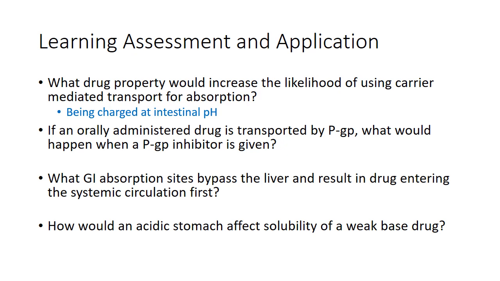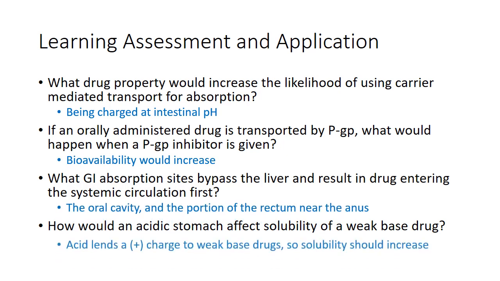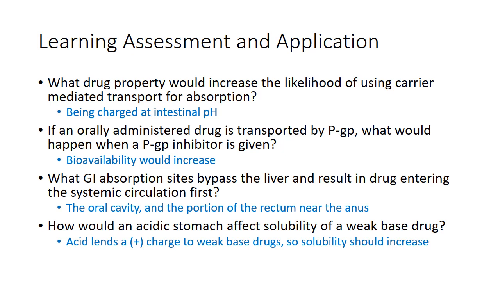How would an acidic stomach affect solubility of a weak-base drug? Okay, a weak-base drug would have an amine. In most cases, when the amine is protonated, it will be charged positively. And in order to protonate it, you have to have extra protons, which means acidic. So an acidic stomach would protonate a weak base and make it more soluble. Again, an acidic stomach should make it more soluble. So let me reveal all these. Right, so those are all the answers.